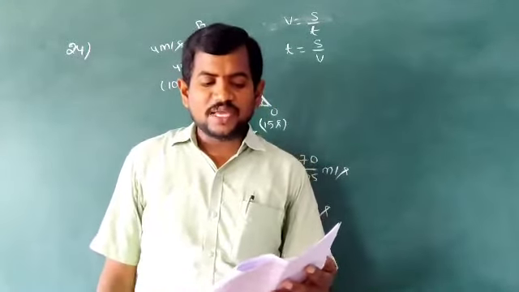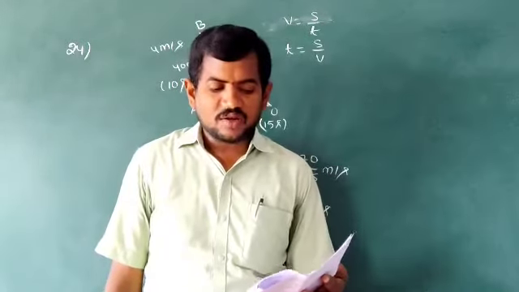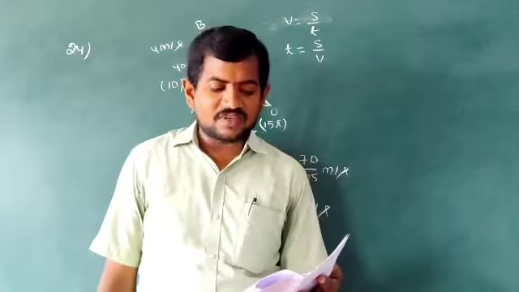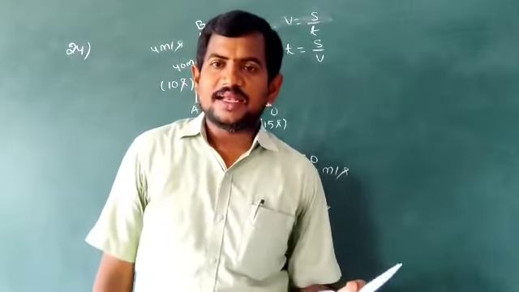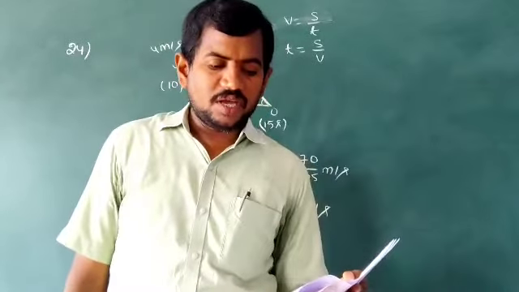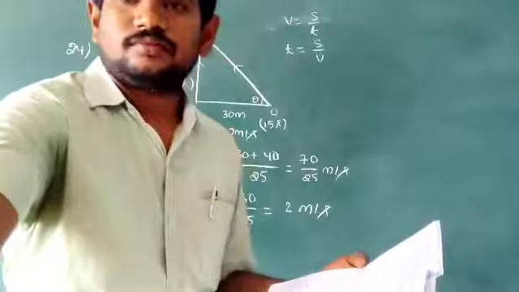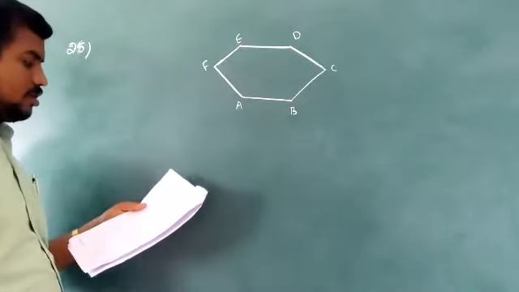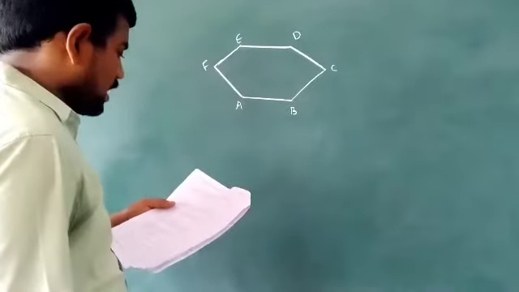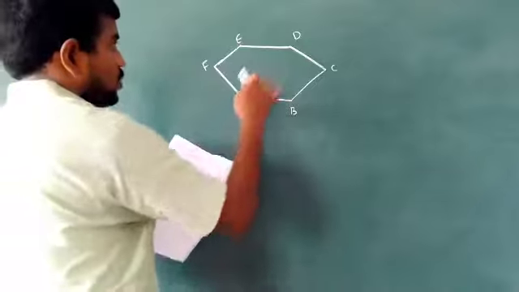A body is moving along a regular hexagonal path as shown in the figure. Find the average speed and average velocity of the body from A to D. This is what we have to see. Okay. This is the regular hexagon that is given. A body is moving along a regular hexagonal path as shown in the figure. Find the average speed and average velocity from A to D.